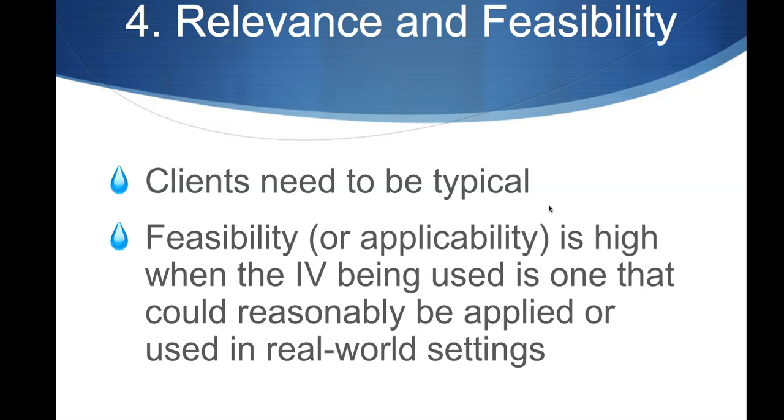We want to have clients as typical to the average kids as possible, looking at gender, looking at ethnicity, looking at lots of important factors, right? So what's our typical kid? And we want to try to get that if we can. And then last is just feasibility or applicability, which is high when the independent variable being used is one that could reasonably be applied or used in real world settings.